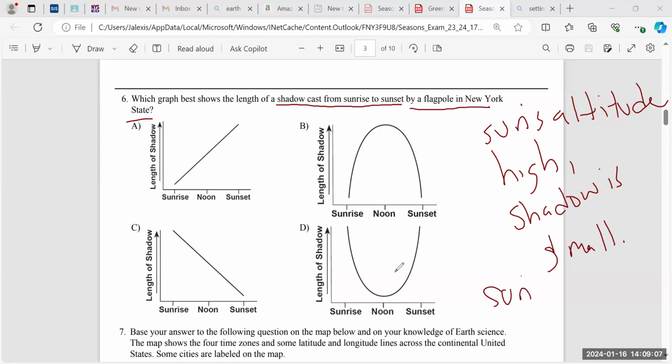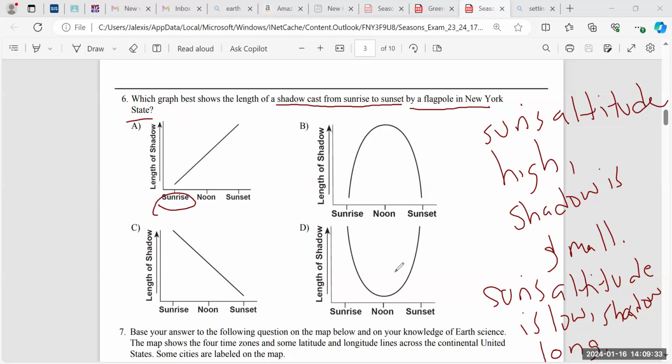All right, when the sun's altitude is low, the shadow, excuse my handwriting, is long, right? So there are 2 times of the day where the sun's altitude is very low. That is sunrise and sunset. And here's what I need to know.